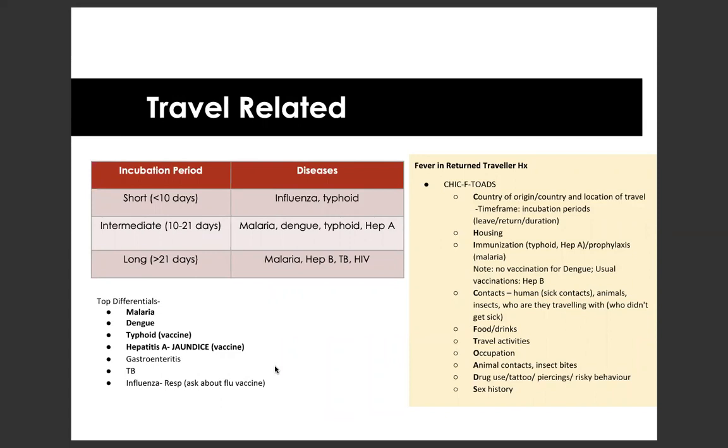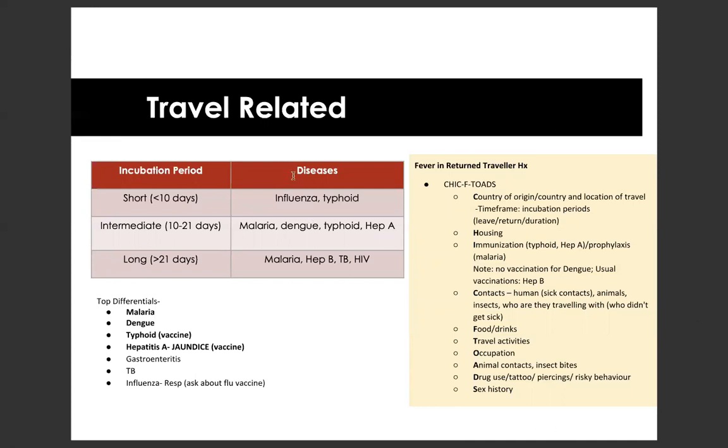So this can come up as a fever in a return traveler history. And I guess another mnemonic to help remember what questions to ask in that circumstance is CHEF TOADS. So thinking about what country they went to, what housing they were living in, are they immunized, what context they have, food and drinks, travel activities, occupation, animal contacts, drug use, or sexual history. I think it's a good screening tool.